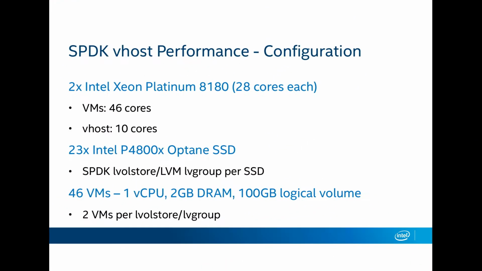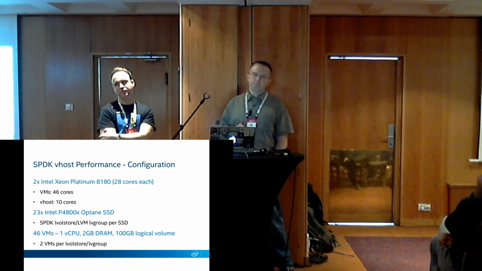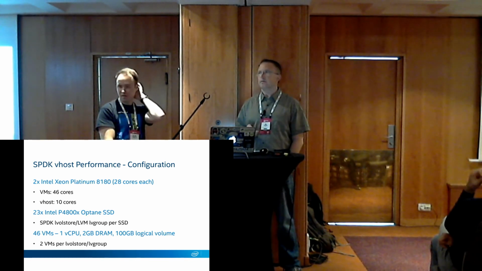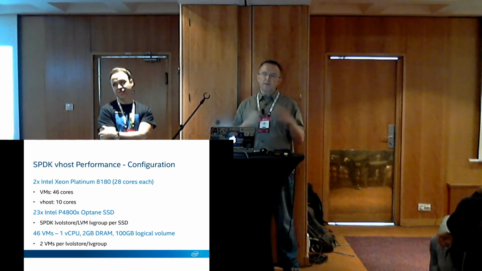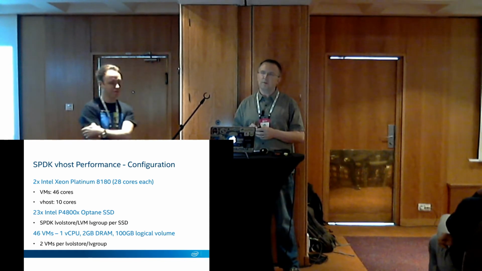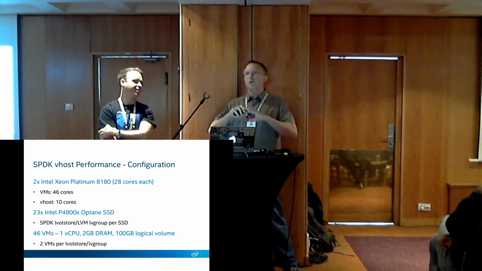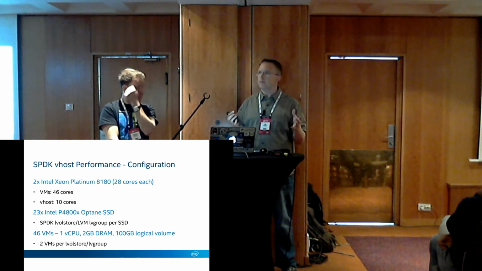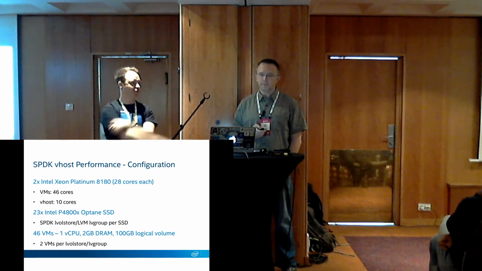Okay, so next, I'm going to talk a little bit about some of the vhost performance. Basically what we took here was a dual Xeon, the latest and greatest Skylake-based processors. We're taking 46 cores for the VMs, and 10 cores dedicated to this vhost application. This benchmark is really to try to show the maximum performance we can get here. Some of the workloads are maybe not what you're typically going to see from a VM, but it's meant to demonstrate some of the efficiency improvements you can get with this kind of solution.